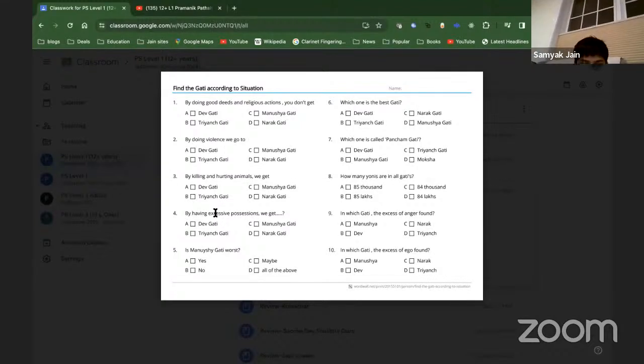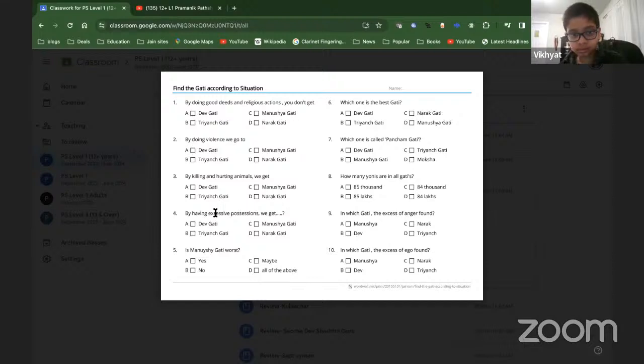Okay. And where is maya more? Manushya gati. Maya is deceit, right? Because animals do different things to get their food, right? And where is ego more? Who gets hurt very easily? Manushya gati, right? And where is more anger? Because there is so much suffering, there is so much anger in Narak, right? So the connection of 4 with 4 is done, right?